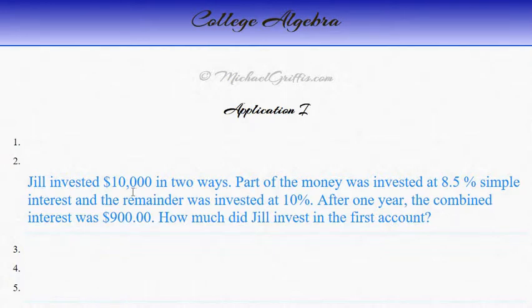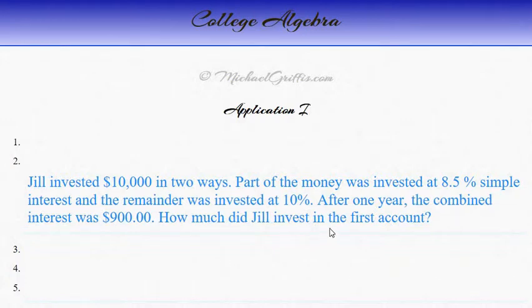Jill invested $10,000 in two ways. Part of the money was invested at 8.5% simple interest, and the remainder was invested at 10%. After 1 year, the combined interest was $900. How much did Jill invest in the first account?